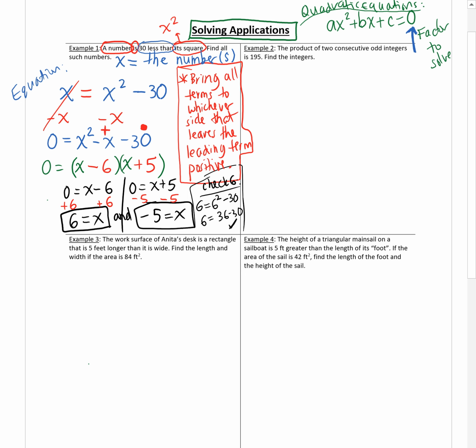So example 2 here says, the product of 2 consecutive odd integers is 195. Find the integers. Alright, well the first thing we're supposed to do is set a variable for the thing you're looking for. This one, it's kind of tricky because we're looking for 2 things. Because they said that there's 2 consecutive odd integers that we're looking for. Maybe I'll say x is the first consecutive odd integer.